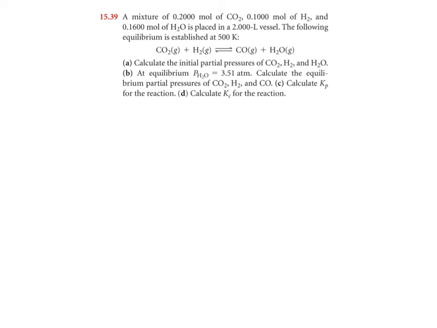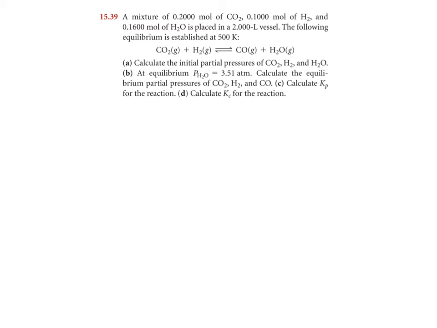Here we're just going to take some opportunities to look at problems and go through the solving process. So number 39 says a mixture of 0.2000 moles of carbon dioxide, 0.1000 moles of hydrogen gas, and 0.1600 moles of water vapor is placed in a 2.000 liter vessel. The following equilibrium is established at 500 Kelvin. We have carbon dioxide reacting with hydrogen gas in equilibrium with carbon monoxide and water vapor.